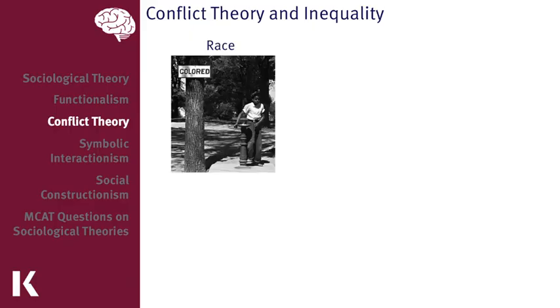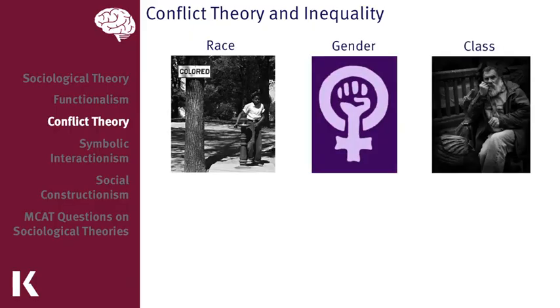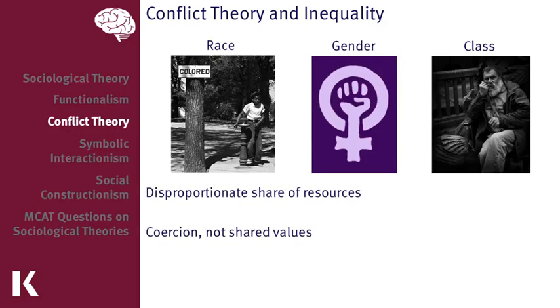Conflict theorists see race, gender, and class as the most predominant conflicts in society, and because of the unequal allotment of resources between these groups, the powerful will coerce the less powerful to align with certain values. The theory is that if the less powerful groups had more resources, they would act in their own interests instead of being coerced into acting in the interests of another, more powerful group.